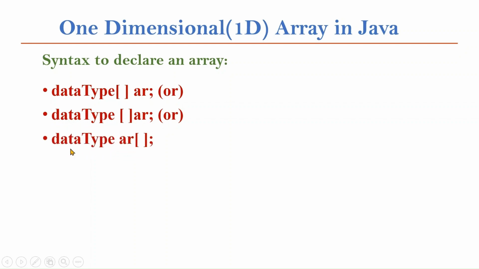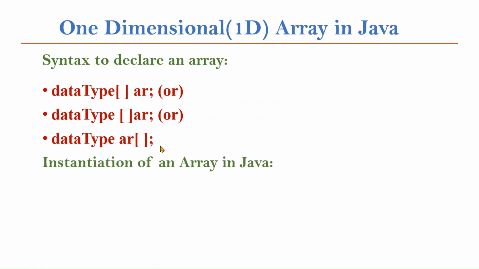Or I can write data type, space, array name, and square brackets. So this AR could be anything. There is no hard and fast rule that AR only you need to write. This could be anything, but the data type you need to fix from the predefined data type list. Then the square brackets you need to put, that is mandatory for declaring a single dimensional array.